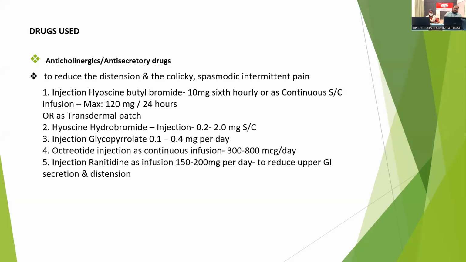It's also useful for intestinal obstruction. But studies say that there is not much beneficial difference over other drugs with octreotide. Some studies say that, and octreotide is obviously costly. Injection hyoscine as infusion, 150 to 200 milligram per day, to reduce the upper GI secretion and distension. So this is why I suggested 100 an hour PPI, proton pump inhibitors.